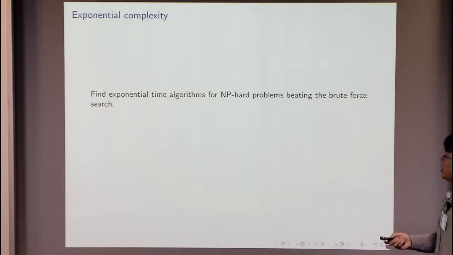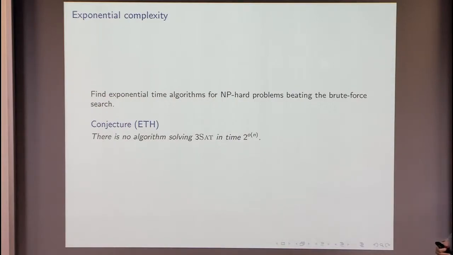But we know that perhaps for some problems there might not be so much hope. The most famous conjecture is the exponential time hypothesis: there is no algorithm solving SAT in time 2 to the little o of n. Using this, we have seen lots of tight lower bounds.